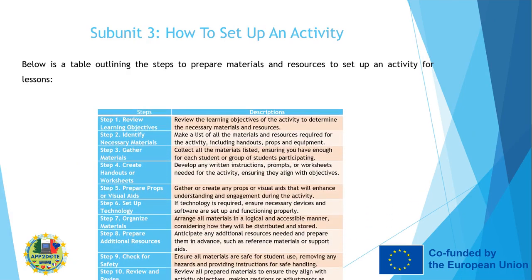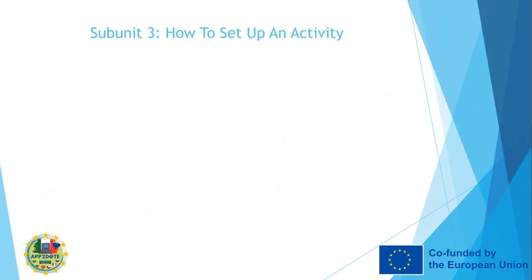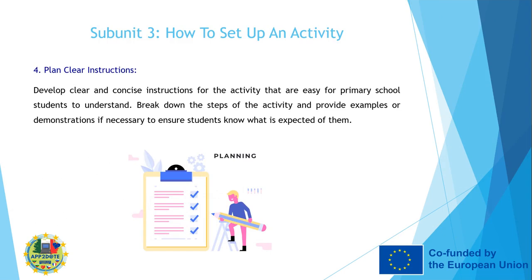4. Plan clear instructions. Develop clear and concise instructions for the activity that are easy for primary school students to understand. Break down the steps of the activity and provide examples or demonstrations if necessary to ensure students know what is expected of them.